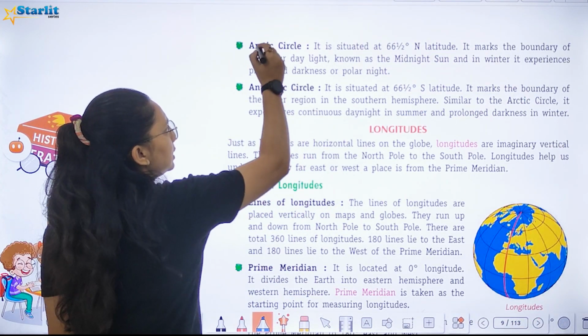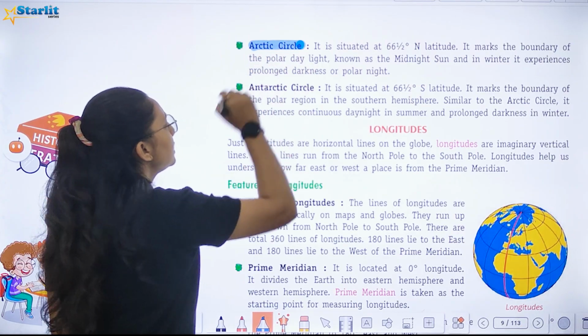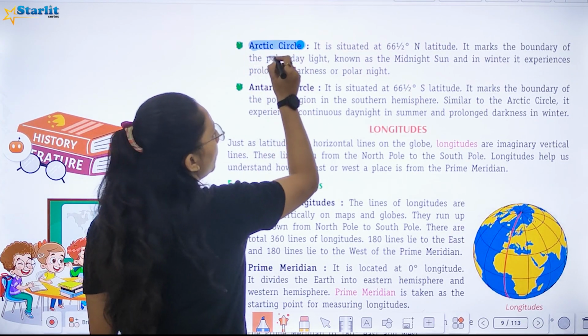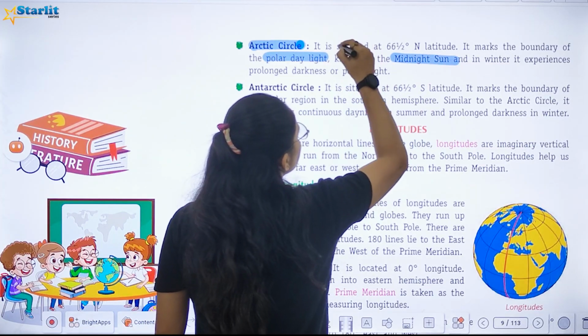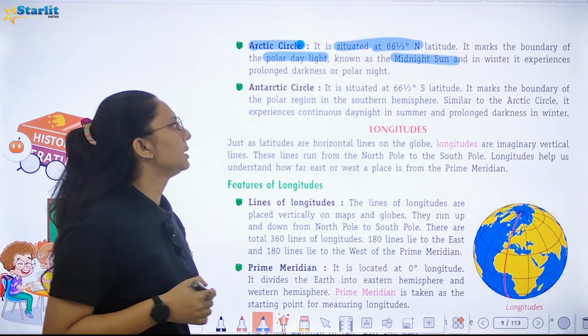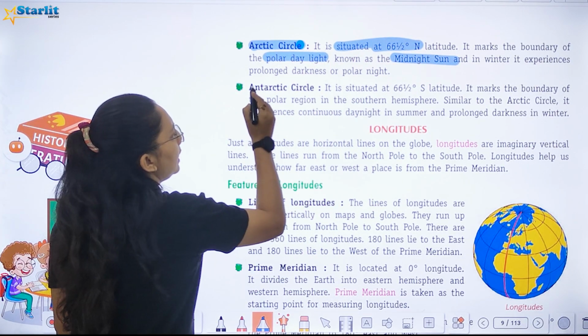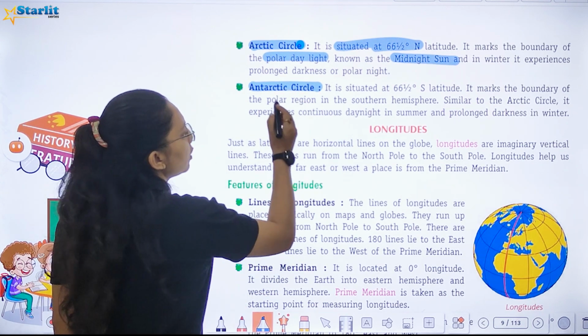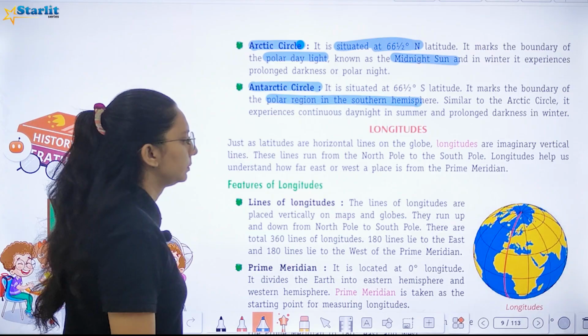Now we have the Arctic Circle, that is 66.5 north. What does it mark? The boundary of the polar region, where the midnight sun and polar winter are experienced. Then we have the Antarctic Circle, 66.5 south, and it marks the boundary of the polar region in the southern hemisphere.